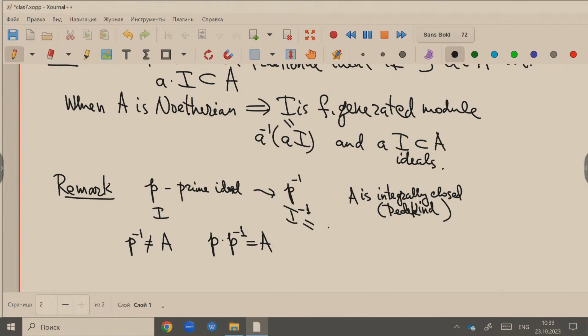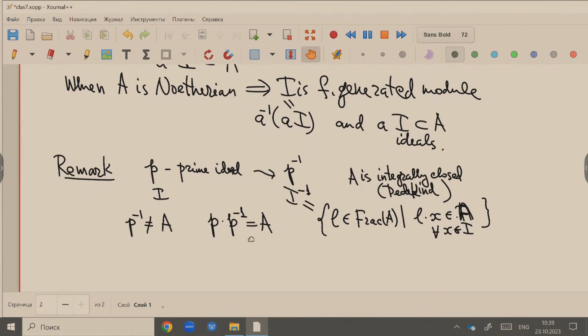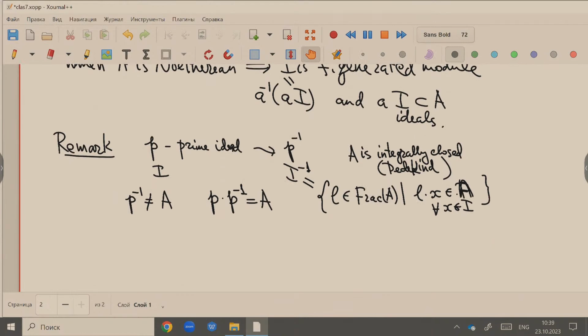Yeah, so let me also recall that these are just elements of the fraction field L such that Lx belongs to A for any x inside I. And so we have noticed that P times P inverse is the whole ring, and the question is, what about P inverse? Can we say that it has some additional, special properties?